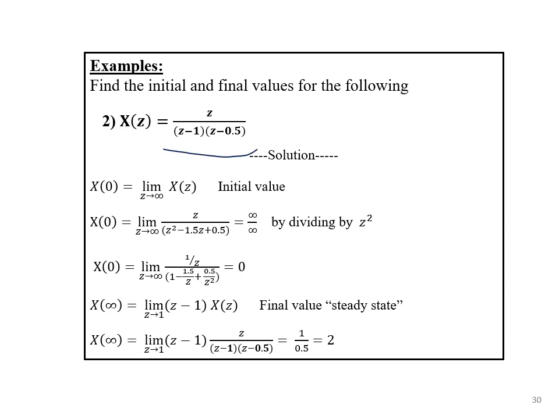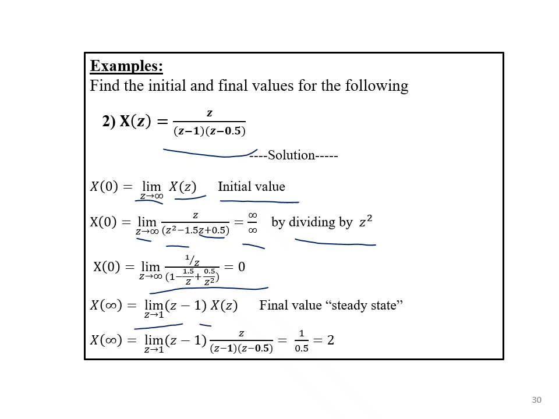Also get the initial and final value for this function. We have the limit when z tends to infinity of x of z, which is the initial value. Limit when z tends to infinity of z over z squared minus 1.5 z plus 0.5, which is infinity divided by infinity. By dividing both the numerator and denominator by z squared, we get 1 over z over 1 minus 1.5 over z plus 0.5 over z squared, which we substitute by infinity. 1 over infinity equals 0, and the denominator is equal to 1.